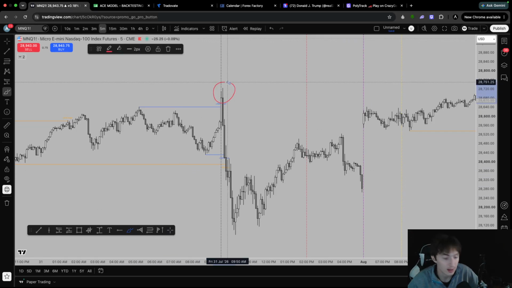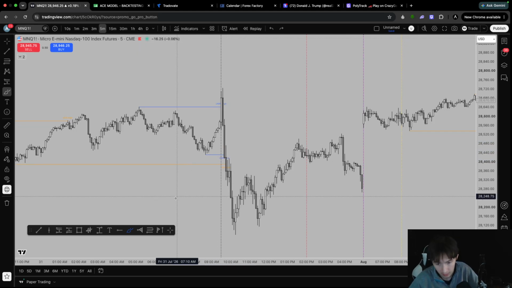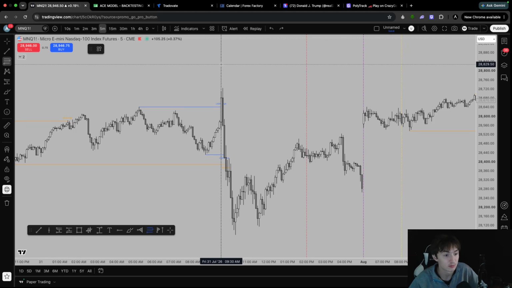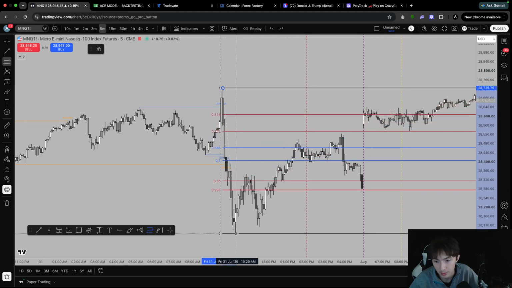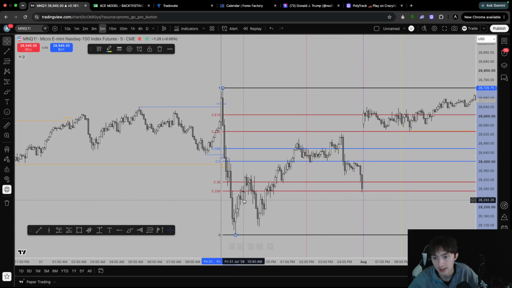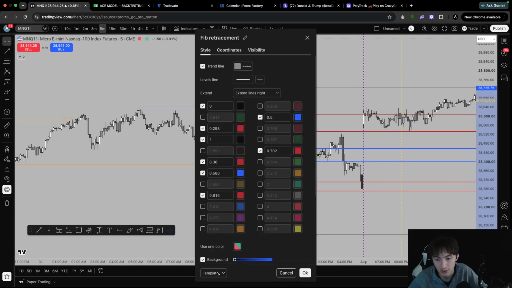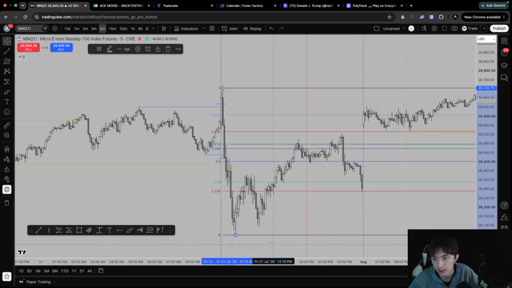Sweep of the high, sweep of the low. That's all you need. Okay, you can look for those two things. And then now all you're going to wait for is a 50% retracement. Okay, so you're going to drag from the top to the bottom. You can see we kept pushing down. And let me change these back to what it really is.